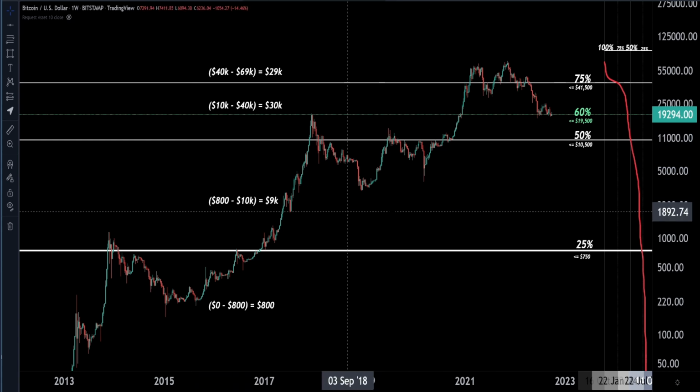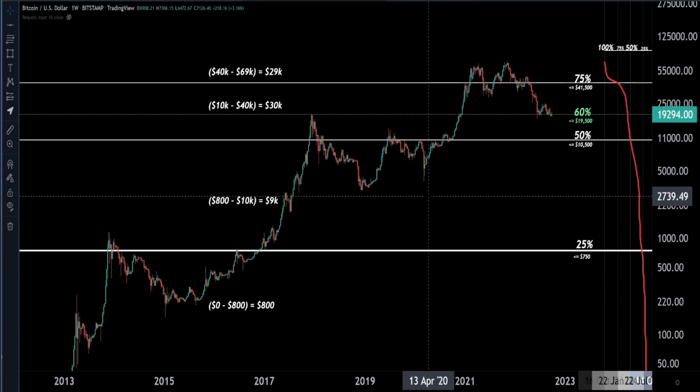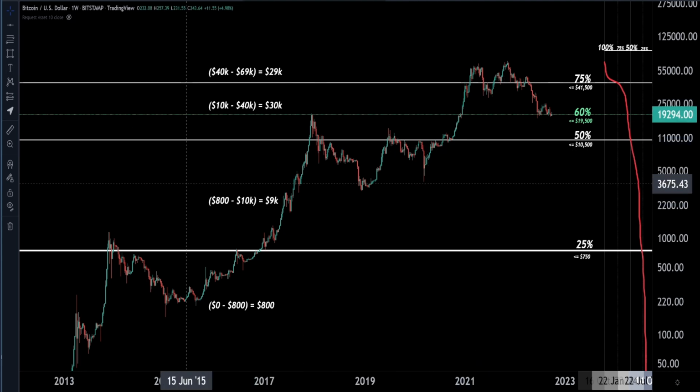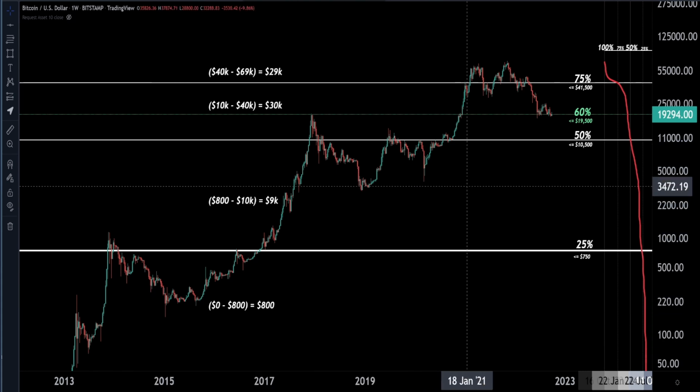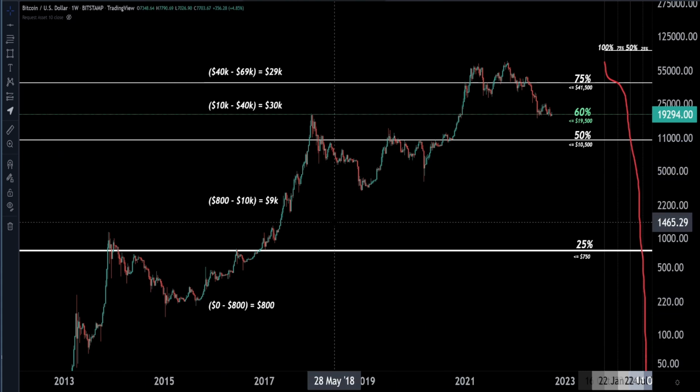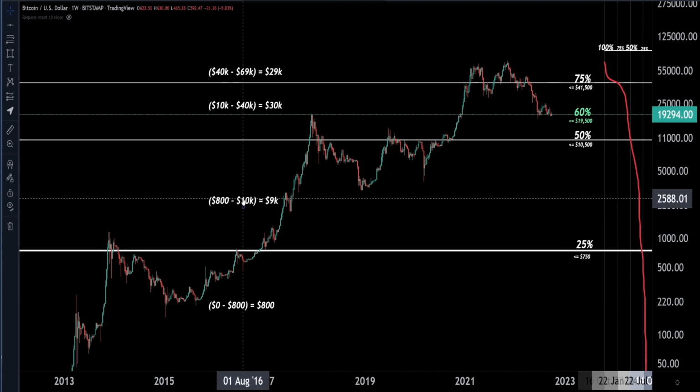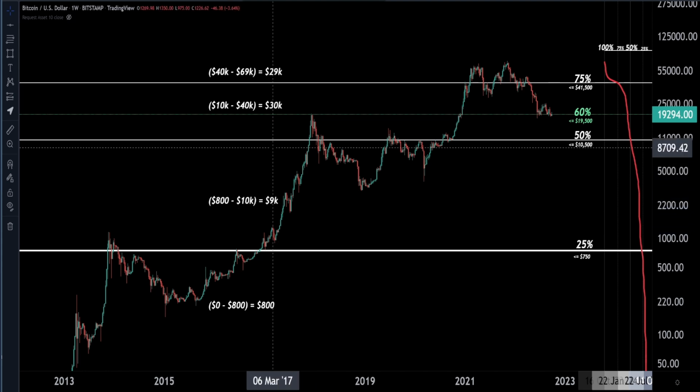So we have a large number of coins. And if you think about it, there's 19 million coins or so. We'll round that up to 20. That means we have around 5 million coins sitting down in these levels, and we have about 5 million coins sitting in these levels. Now, the coins sitting in this range, in this $800 up to around 10K, that's more of a mixed bag. We don't actually typically see a lot of selling coming from this range.